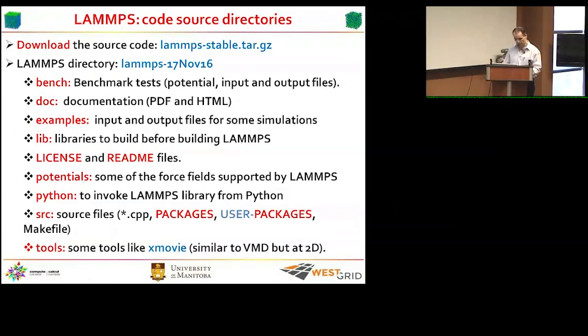There is a directory src, which contains basically all the source files in C++ and the include .h files, and there are subdirectories which correspond to packages that come with LAMMPS, and user packages. User packages are mainly packages developed by other people. And of course, makefiles to build LAMMPS. There are also some tools, in the directory tools. In that directory, you can find, for example, xmovie. Xmovie is like VMD, but it works only in 2 dimensions.